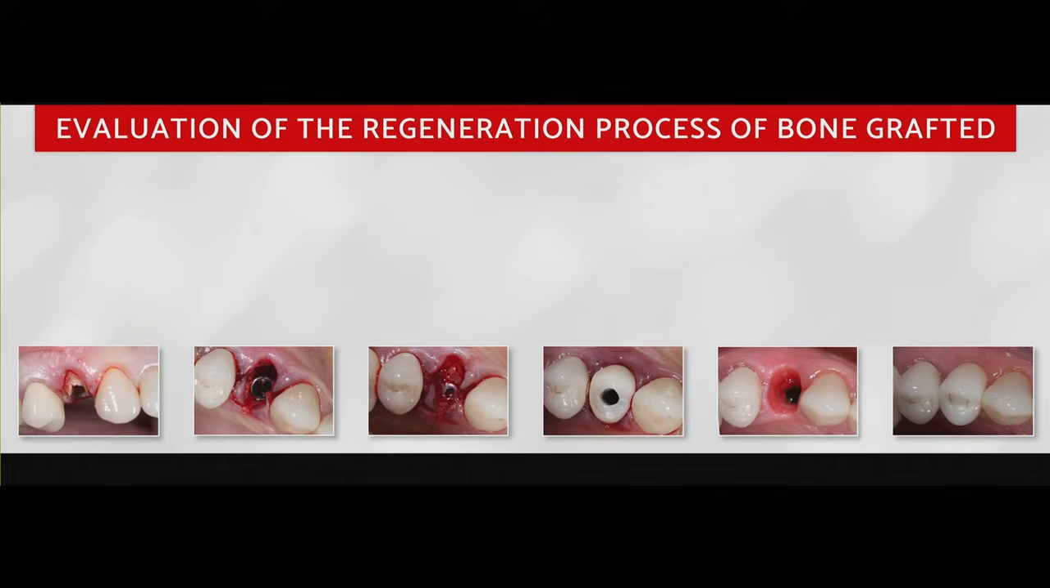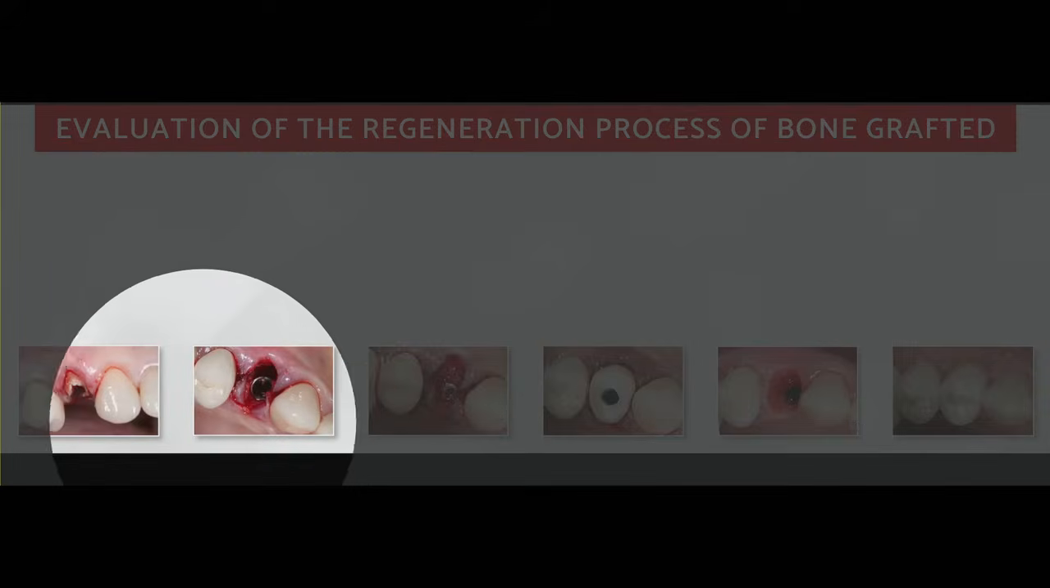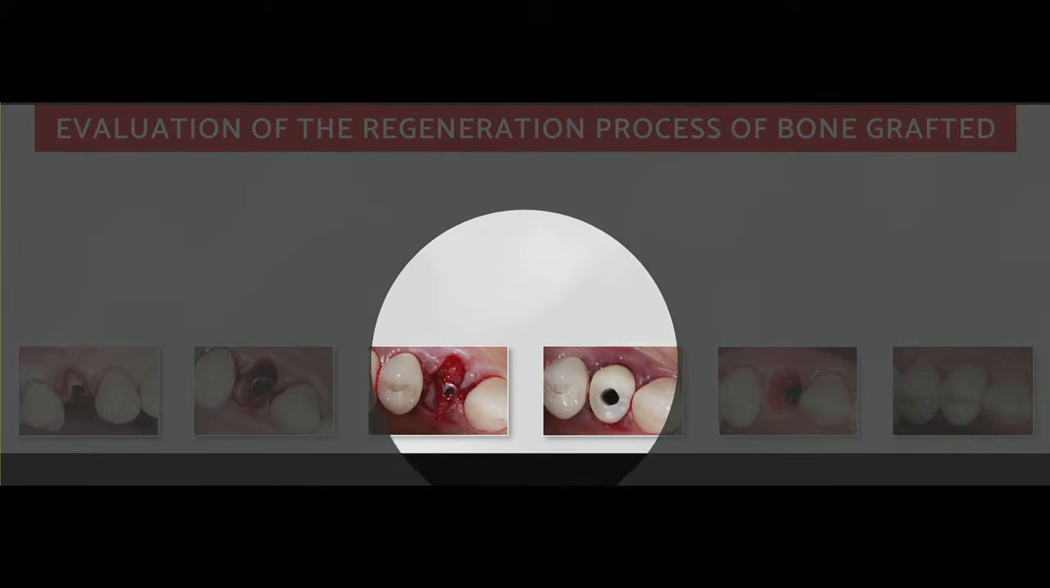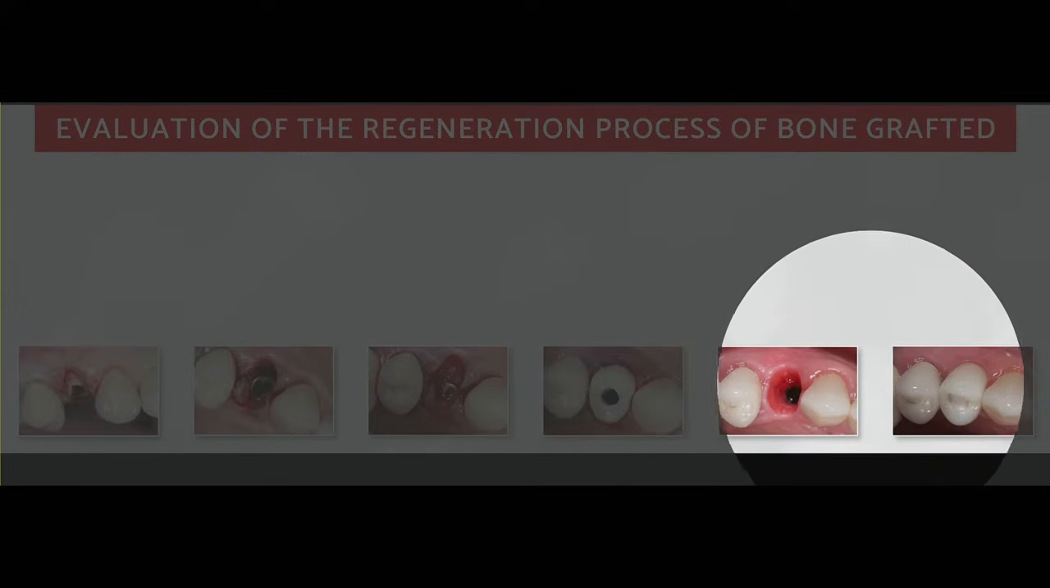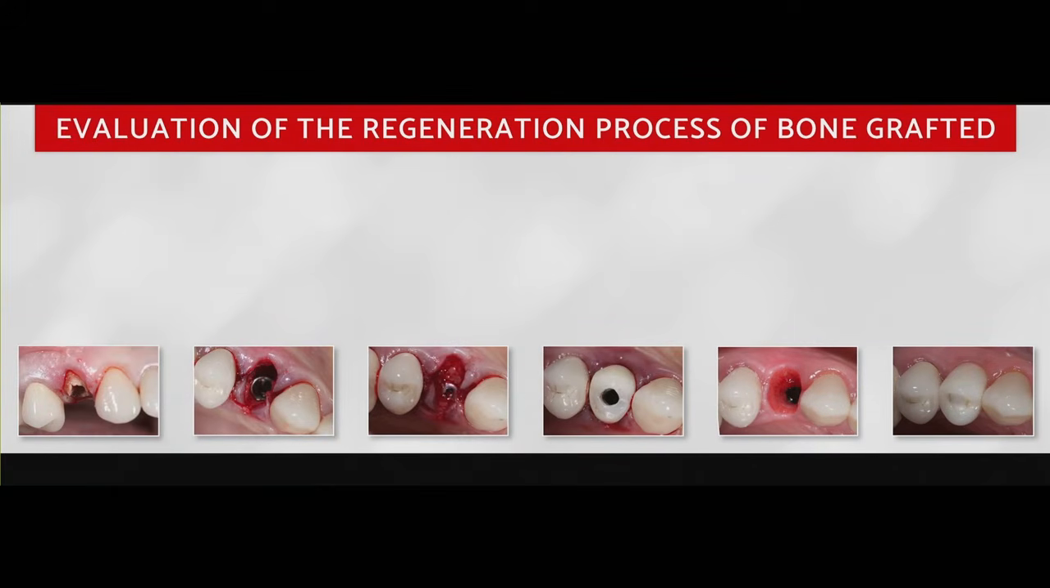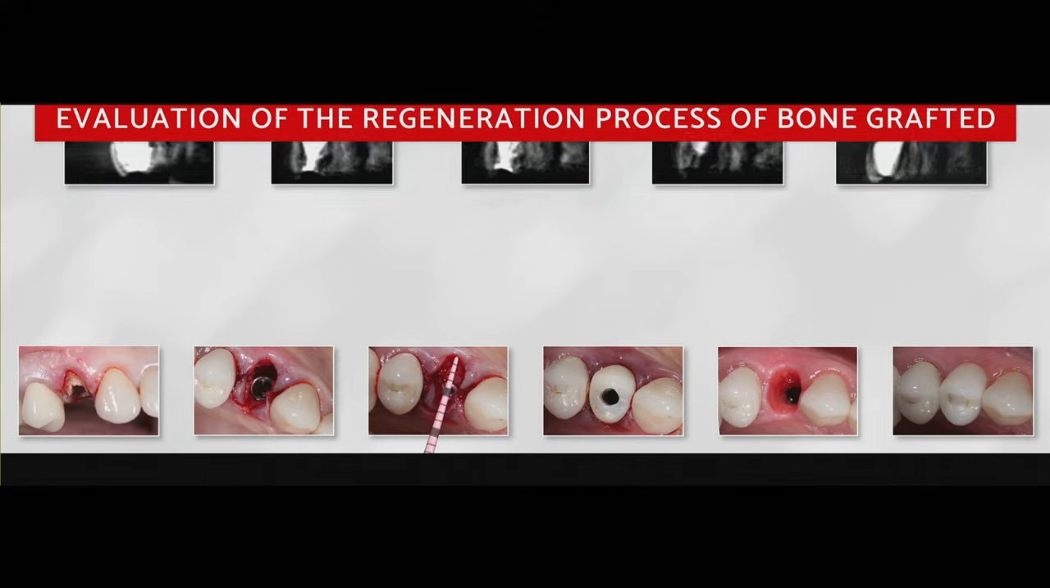And we did this clinical research. We evaluated the regeneration process of the bone grafted. As you can see here, the first premolar, a hopeless tooth. We extract this tooth, we insert the implant. As you can see here, we did the bone reconstruction, provisionalization. In 3 months, we took the impression and we made the final restoration. And we left, as we usually do, a gap around 3 millimeters at the buccal aspect.